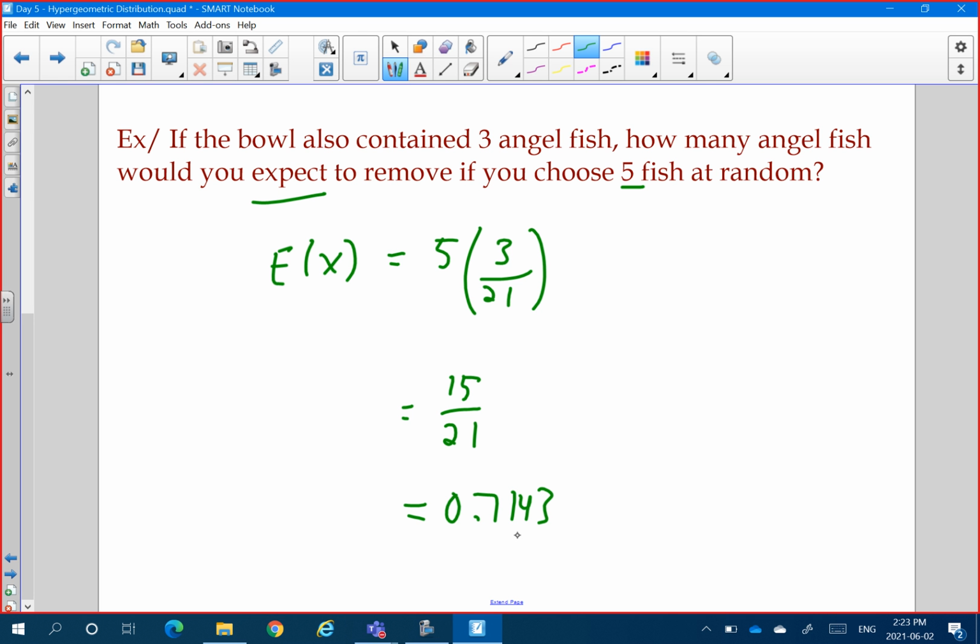Now, remember, these expected values, depending on the situation, might not make sense. Like 0.7 doesn't make sense because it's asking you how many fish. So you'd say that you expect, and again, you go with the numbers that are around this, right? So you'd say 0 or 1 angelfish. Probably closer to 1, right? Because you'd round that, but you wouldn't say exactly 1.